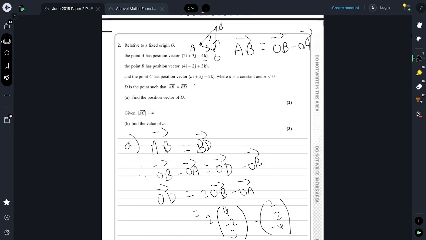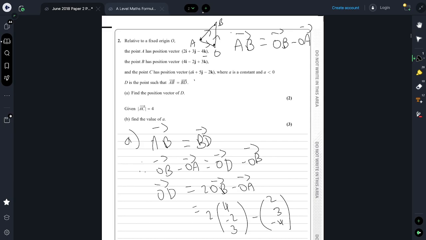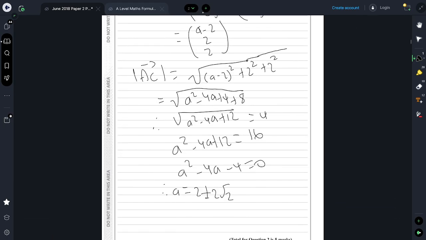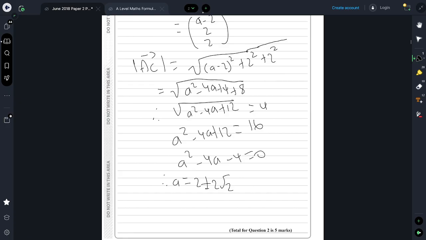So a is a constant and a is less than 0, so a has to be negative. That's our key input here. So to find the solution to accept, we need to note that a is less than 0. So a has to be the negative, right? So 2 plus 2 root 2 is positive because we're adding two positive numbers. So it's going to be 2 minus 2 root 2. And that's the exact answer.